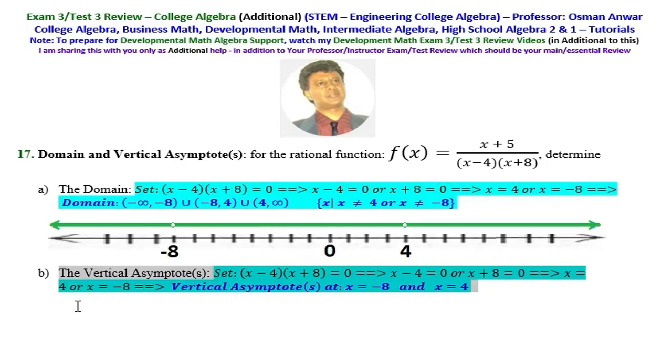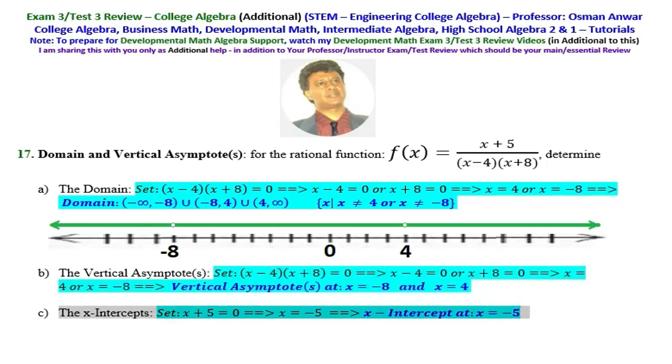B, find the vertical asymptote. To find the vertical asymptote, set again the denominator equal to 0. x minus 4 times x plus 8 equal to 0. That is, x minus 4 equal to 0, x plus 8 equal to 0. That is, x equals 4 or x equals minus 8. That means the vertical asymptotes are at x equals minus 8 and x equals 4.